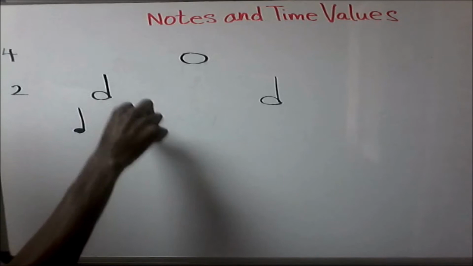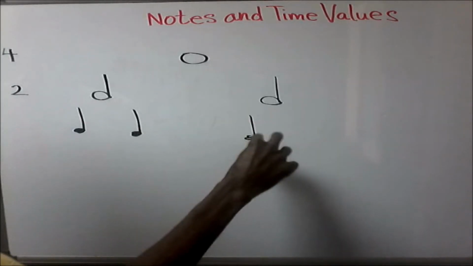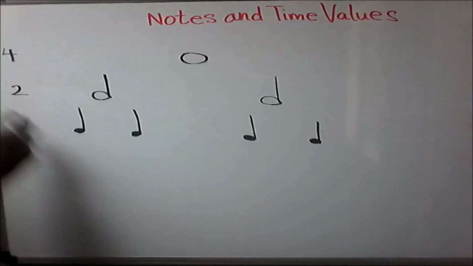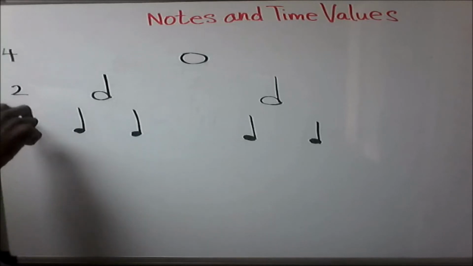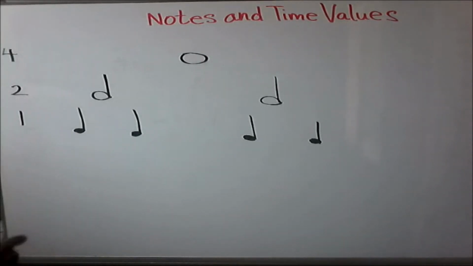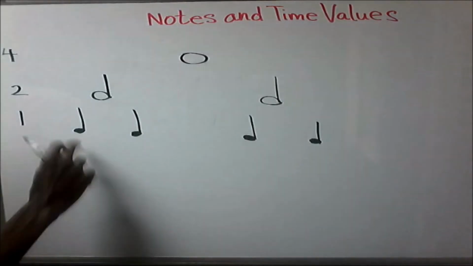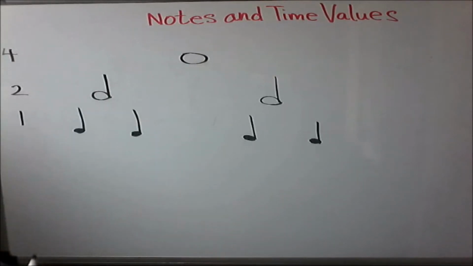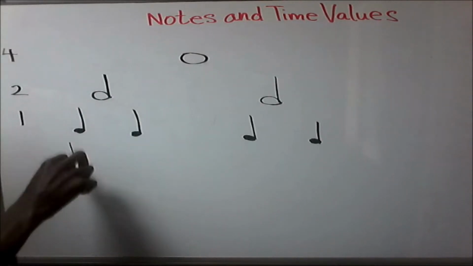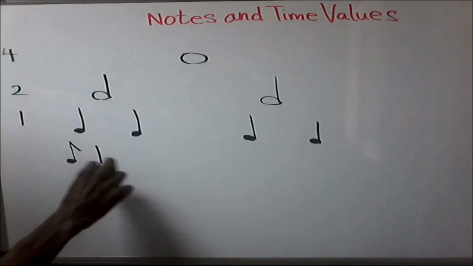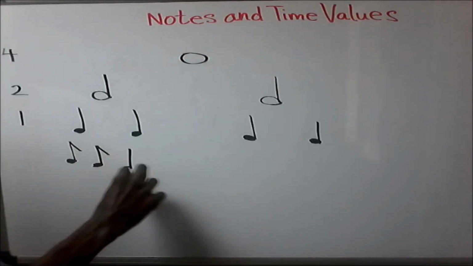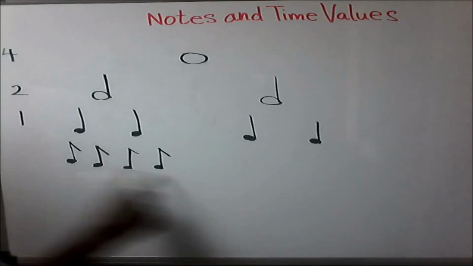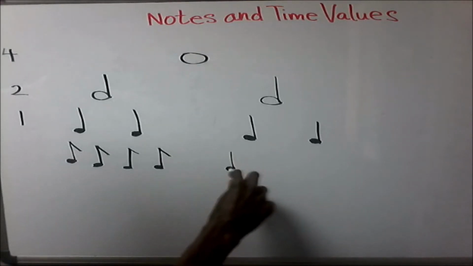Then we have one of these being made up of two crotchets, or two quarter notes. Remember that each of these is 1 beat. So 2 minims make a semibreve, or 4 crotchets make a semibreve, or 2 crotchets will make a minim. If you go a little further, 1 crotchet can be divided into 2 quavers, or 2 eighth notes.